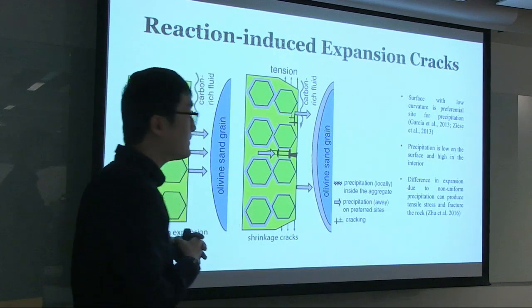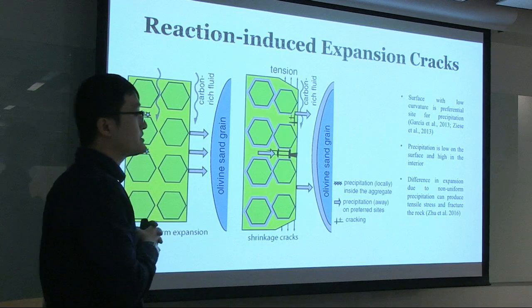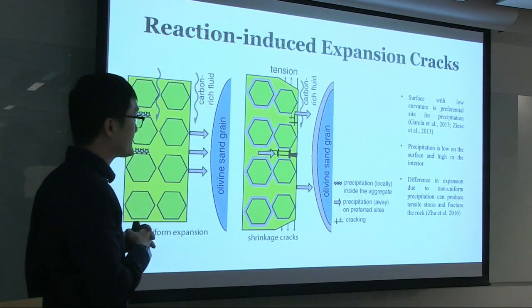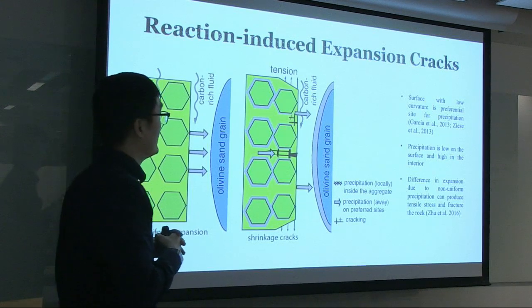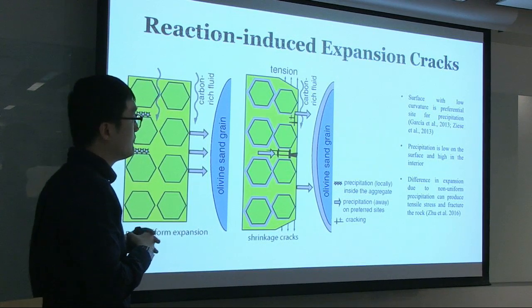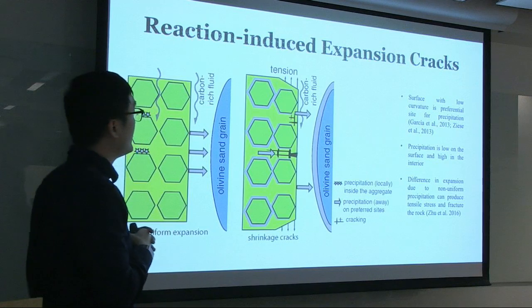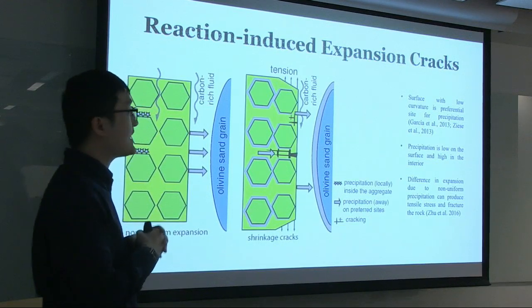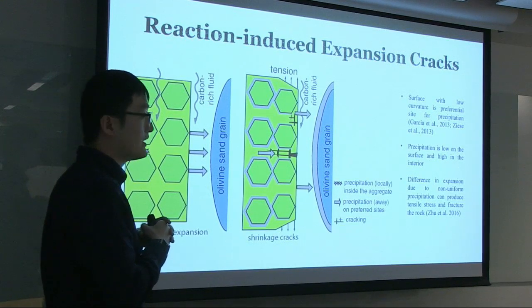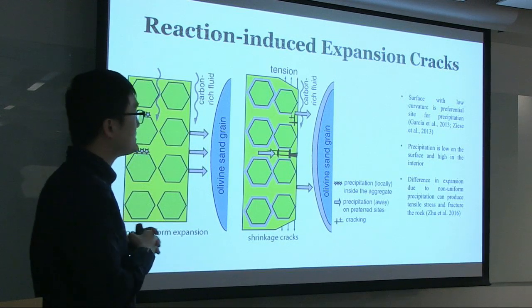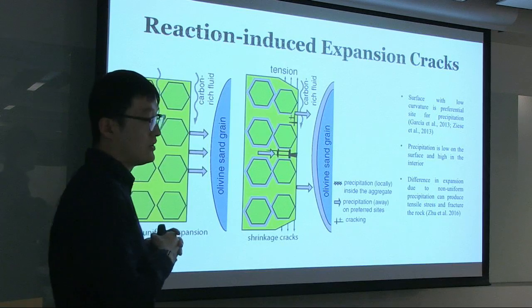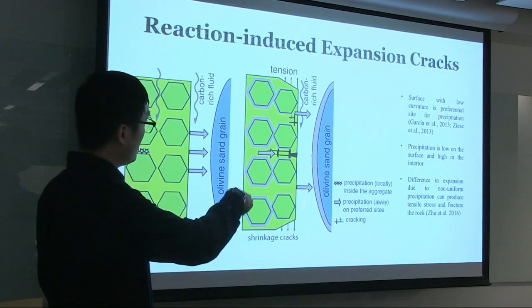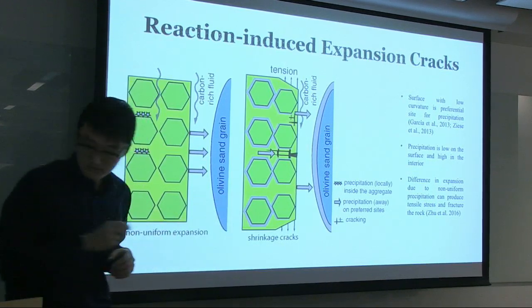And therefore, you have a contrast in the precipitation rate within the sample, basically higher on the inside and lower on the outside, which would lead to a difference in the expansion rate, meaning that the interior would expand faster compared to the surface. And this could generate tensile stress on the surface and eventually tear open the fracture on the surface.